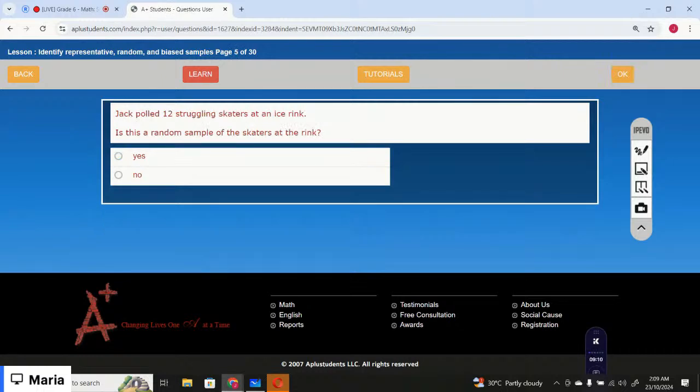Jack polled 12 struggling skaters at an ice rink. Is this a random sample of skaters at the ice rink?